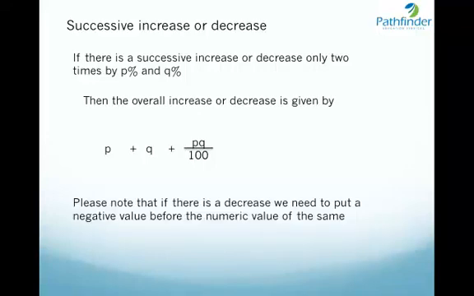Please note that if there is a decrease, we need to put a negative value before the numeric value of the same. For example, if one of them is a percentage decrease, say 20% decrease, instead of placing that as only 20, place it everywhere as minus 20. So if P is equal to minus 20, everywhere wherever P appears in the above formula, place minus 20.